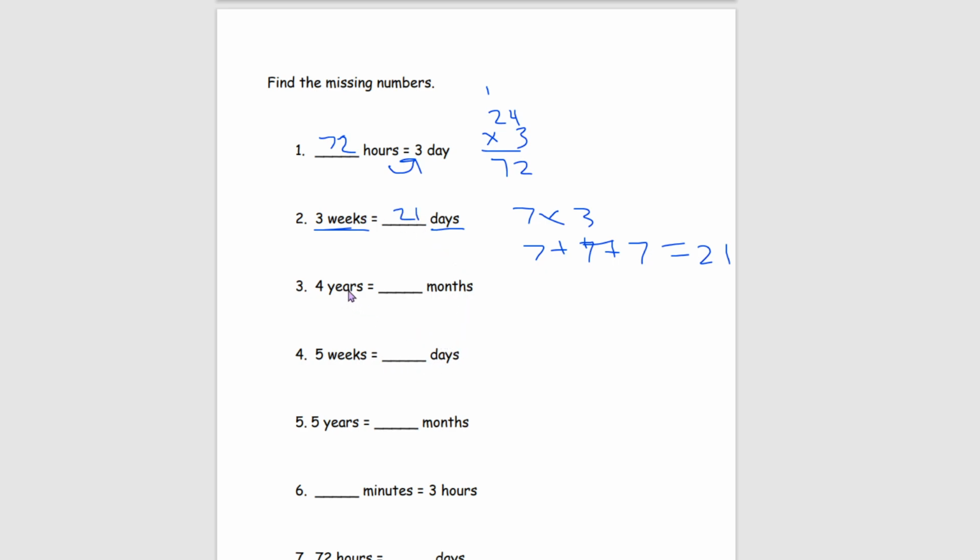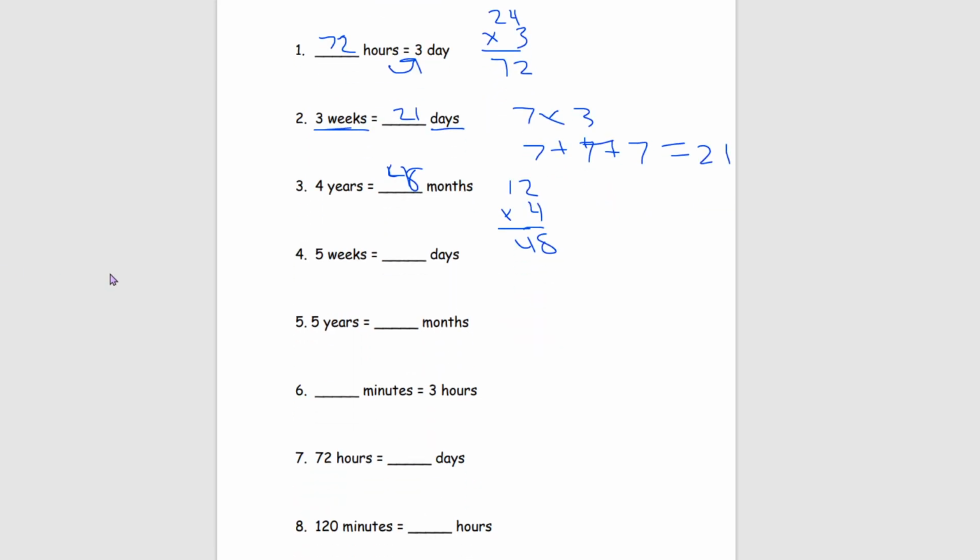For number 3, we're doing the same thing again, but this time it's years and months, and it's trying to find how many months are in 4 years. And we know that in every year there are 12 months, so we have to do 4 times 12, and that gets us 48. So our answer for number 3 is 48 months.